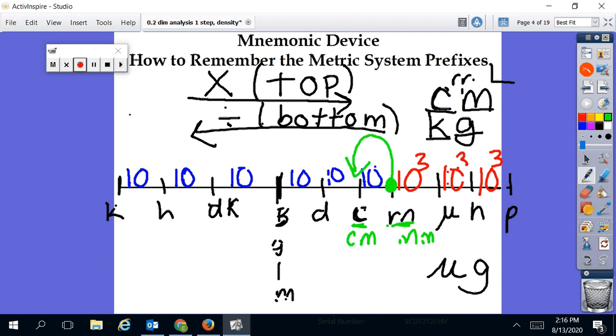And I'm doing it by a factor of 10, okay? Now, since I am going to the left on my number line, I am going to put the number on the bottom of my factor label. Okay, so since I'm going from milli to centi, and it's a factor of 10 between them, I am going to put the 10 on the bottom of the factor label.